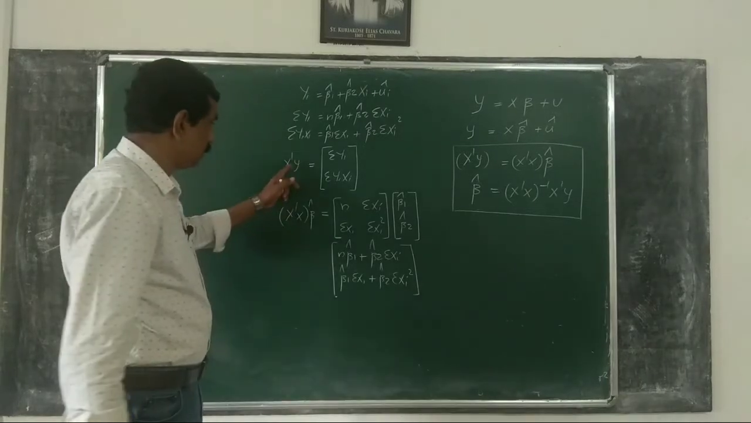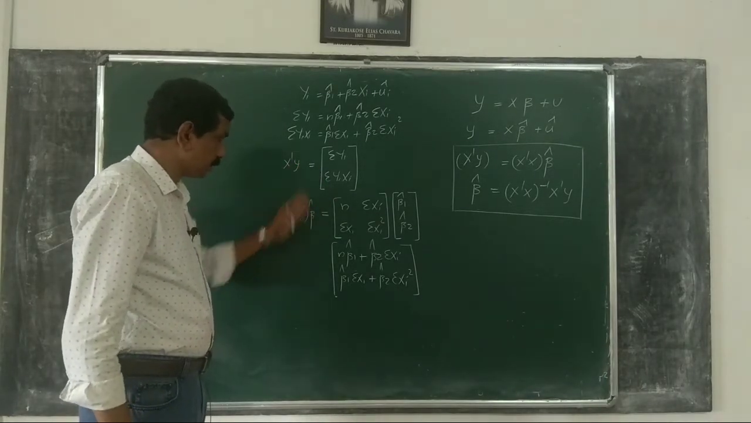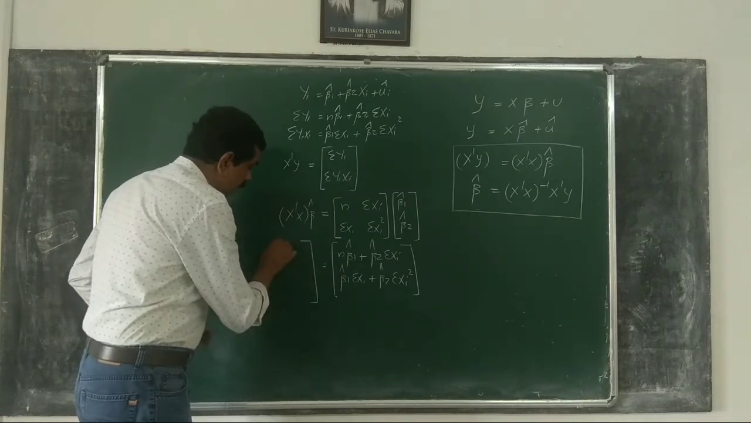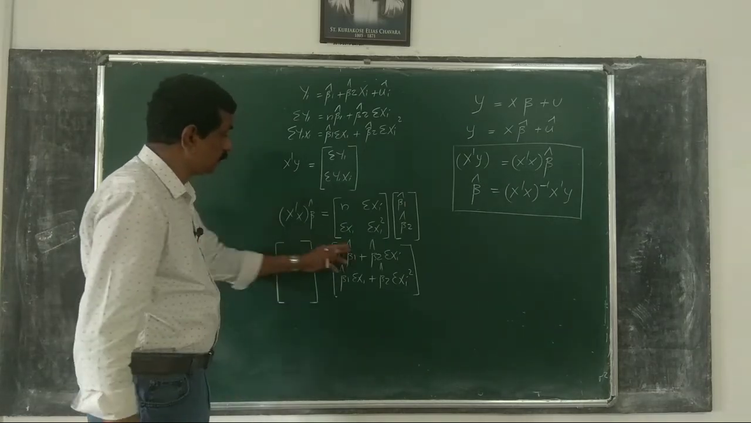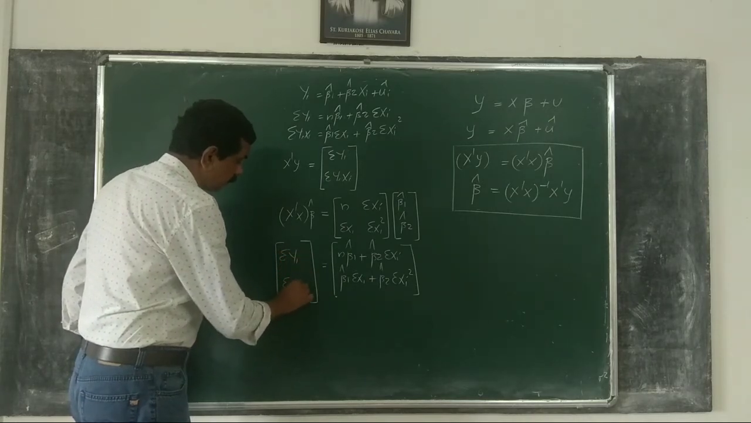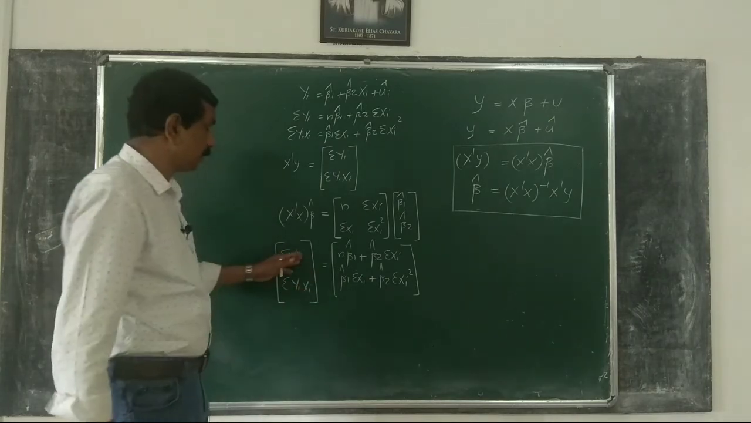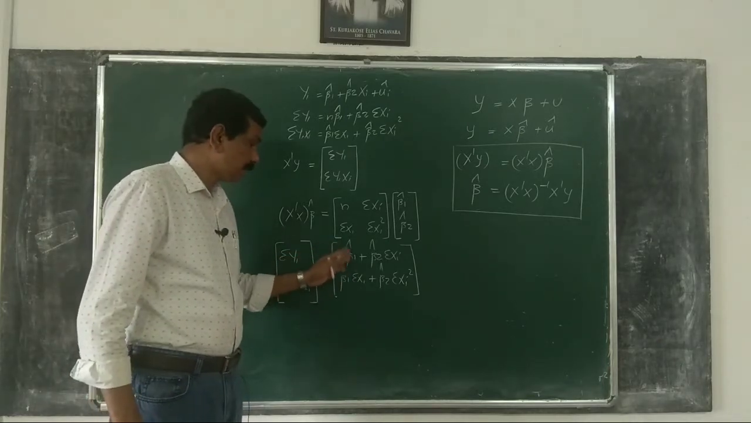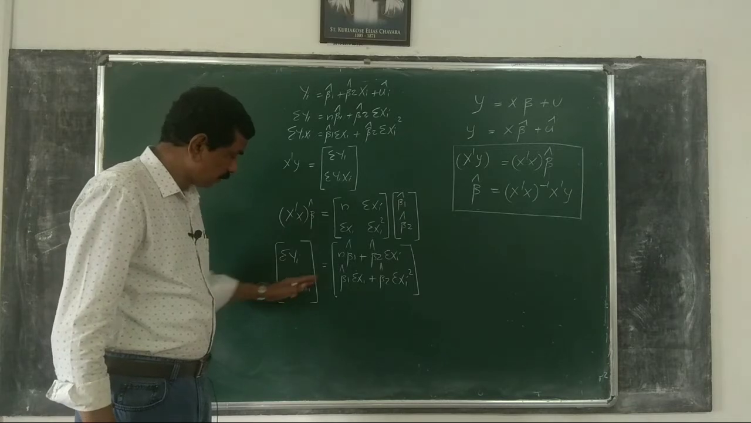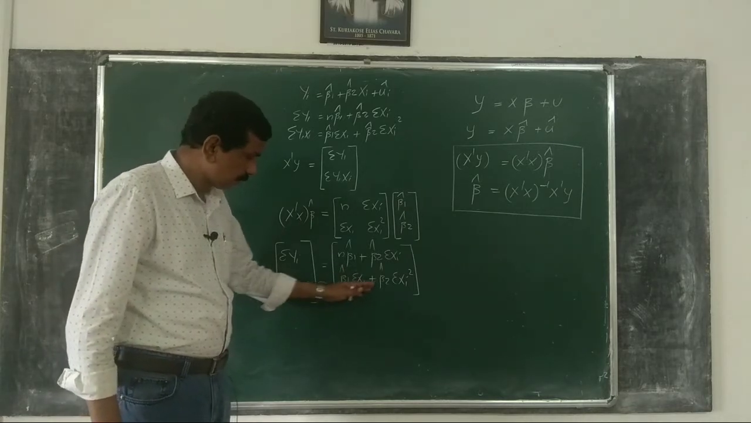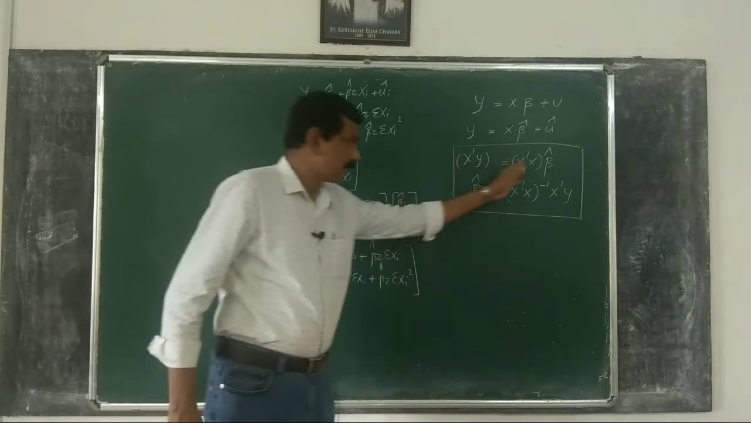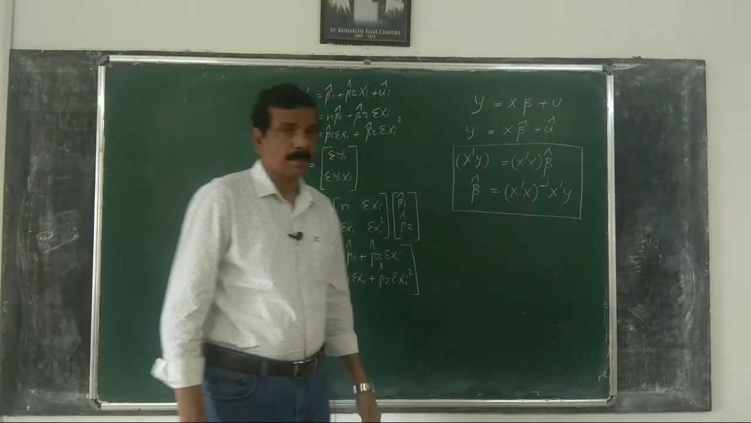Now as you can see, X transpose y is equal to X transpose X beta hat. Sigma Yi, sigma Yi Xi. So sigma Yi is equal to n into beta 1 hat plus beta 2 hat sigma Xi. Sigma Yi Xi is equal to beta 1 hat sigma Xi plus beta 2 hat sigma Xi square. So the normal equations for the two-variable model is this.